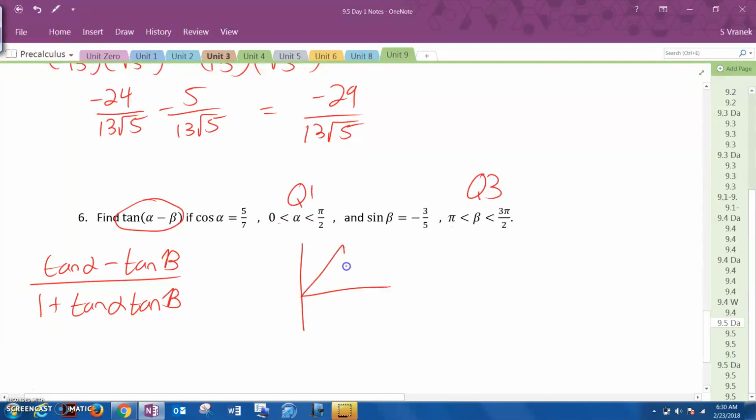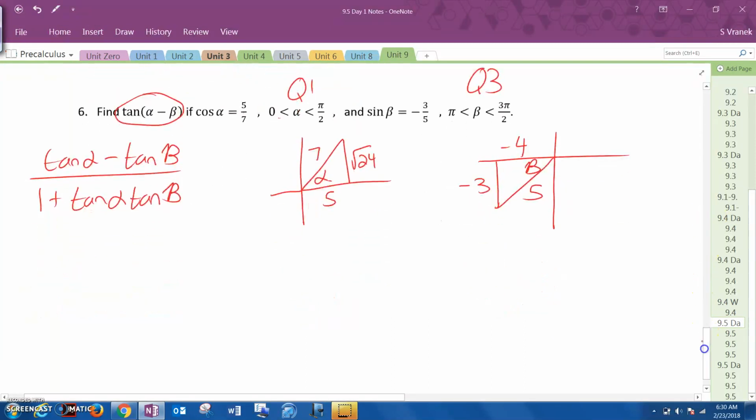Alright, let's draw our triangles. Q1 triangle. This is alpha. Cosine is 5 over 7, so that's adjacent over hypotenuse. If you do the math here, 49 minus 25 is 24, so this will be the square root of 24. For this triangle over here, we're in Q3, so that goes this way. And this is beta. It says that the sine is negative 3/5, so this would be 3, this would be 5, the sine is negative. The cosine will also be negative. This is a 3, 4, 5 triangle, so you should get that as your second triangle.